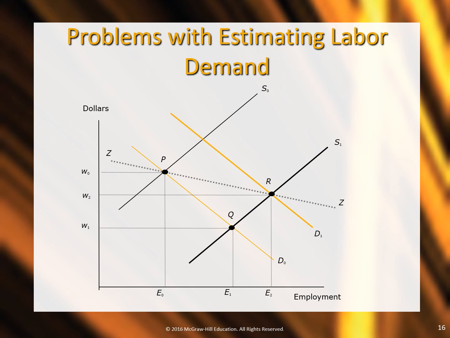The labor market is in equilibrium at point P, yielding wage W0 and employment E0. Suppose that the supply curve of women shifts to the right. The new equilibrium would be at point Q, yielding wage W1 and employment E1. But in real-world situations, both the supply curve and demand curve are shifting at the same time. So when both curves shift, the new equilibrium would be at a point like R, with wage W2 and employment E2.